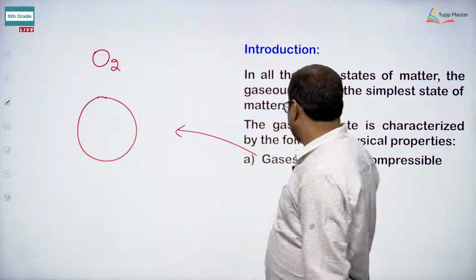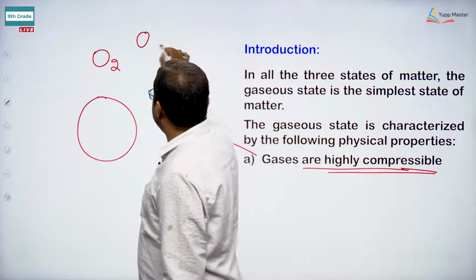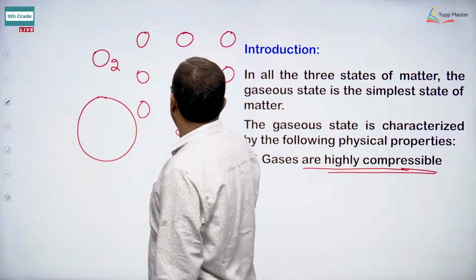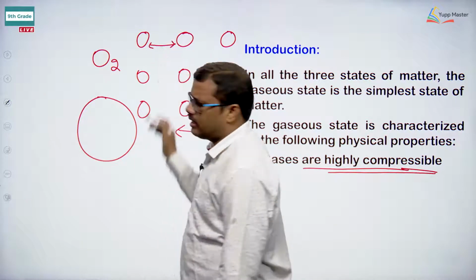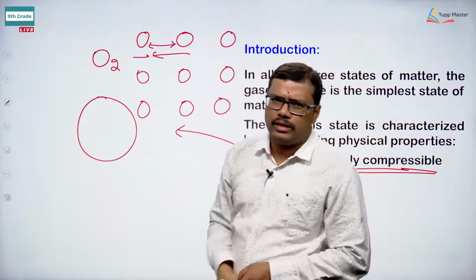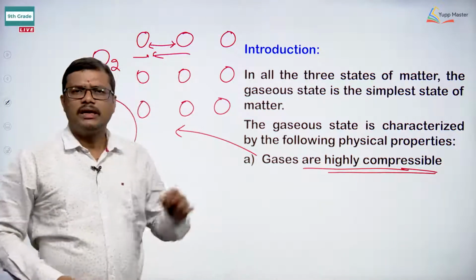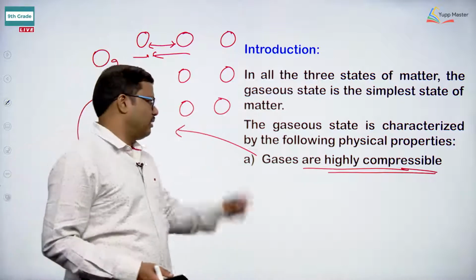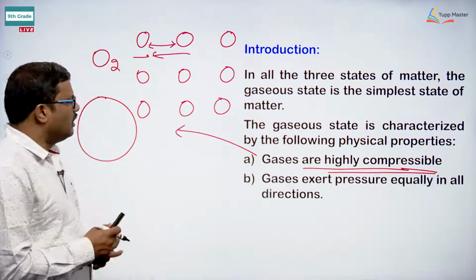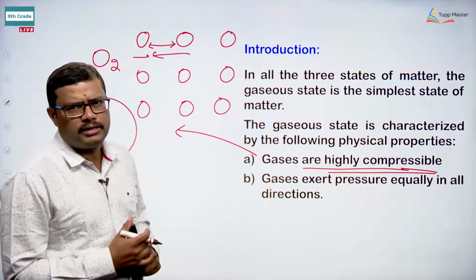the balloon size we can slowly decrease up to a certain limit. Thereby we can say that gas is highly compressible. Moreover, as I told you, the separation between the atoms or molecules of gases is very large. Since the distance is very large, we can make them come closer by applying pressure. So, the first and foremost property of gases is that they are highly compressible.